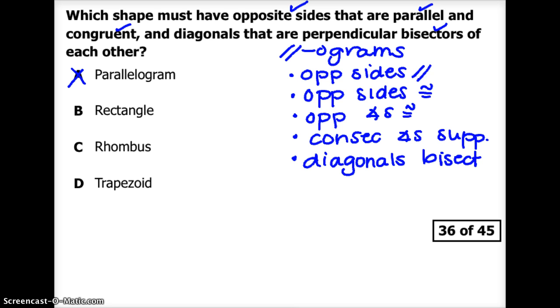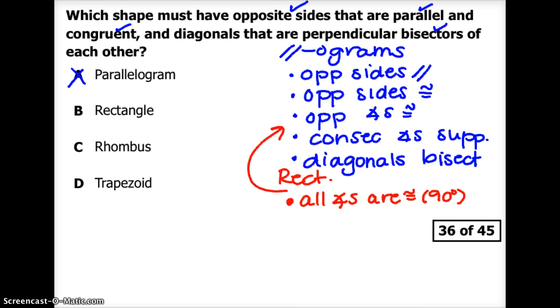So now let's look at rectangles. Rectangles have all of the above, and then I get to add on the extra piece that all angles are congruent, which means they're 90 degrees, and that the diagonals are congruent. Well, that doesn't give me anything up there, so we're going to move on from that.